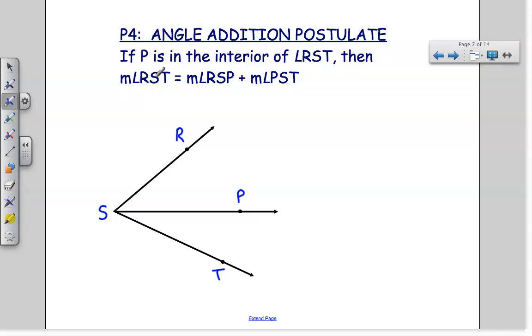It says the measure of angle RST, that is the entire angle, is equal to the measure of angle RSP, which is right here, plus the measure of angle PST. So if I add the measure of this angle to this one, I would get the entire angle measure. And that should make sense. If we have one angle that has a ray going through it, dividing it into two smaller angles, we should be able to add those two parts to get the full thing. That's what we're using when we use angle addition postulate.